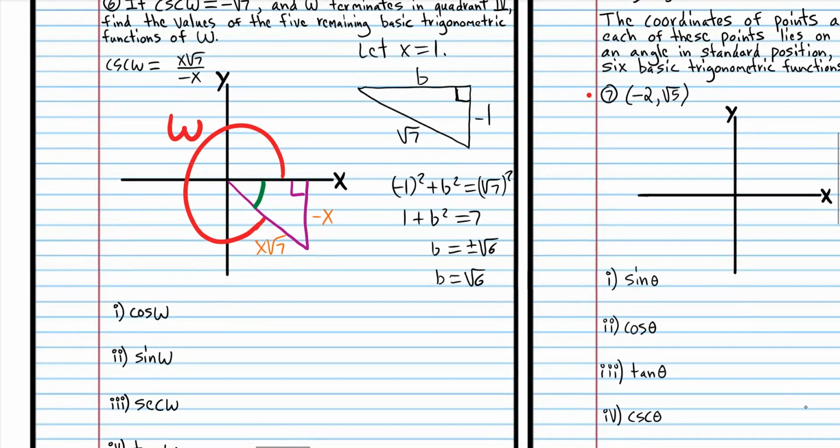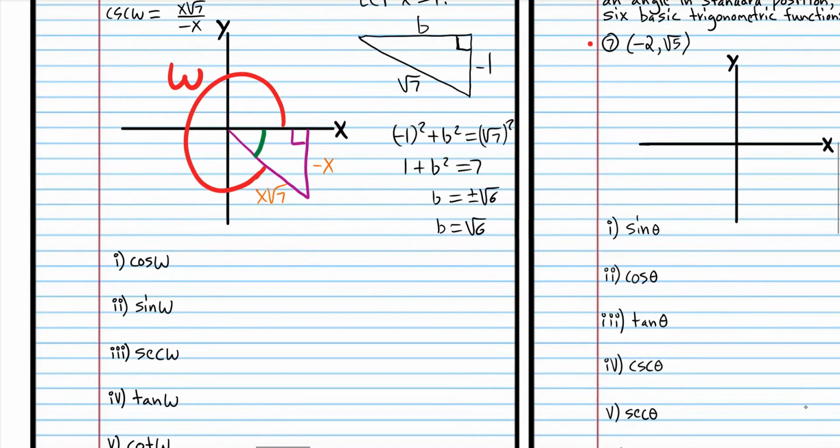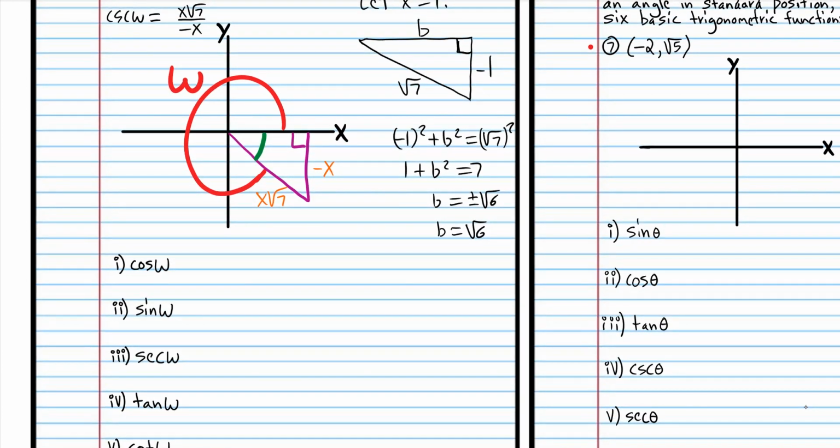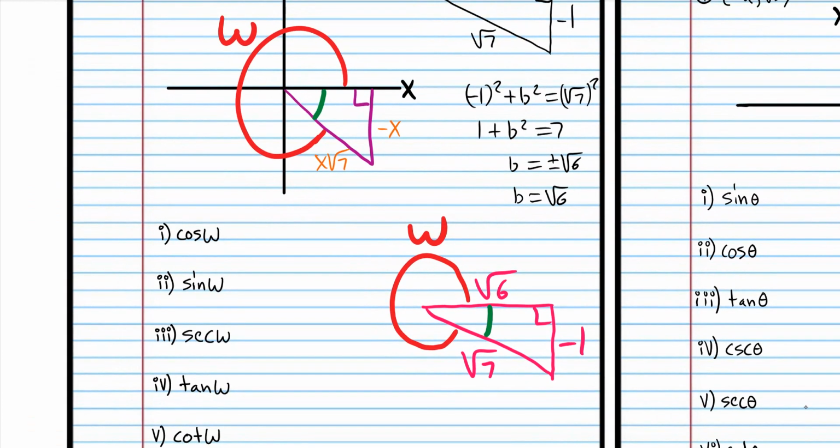So now we're ready to draw our final triangle that we're going to use to help us find the values we're looking for. And this side is positive root 6, this side is -1, and this side is root 7. The angle in question is this angle here, which is omega. And of course we need to consider the green reference angle. That determines a lot.